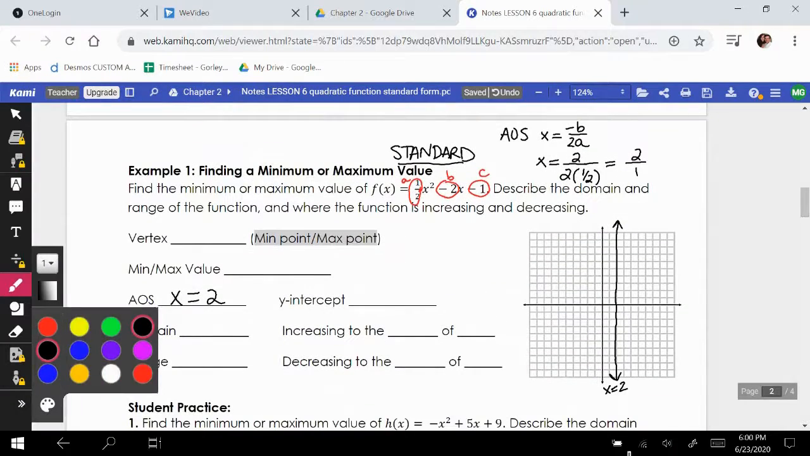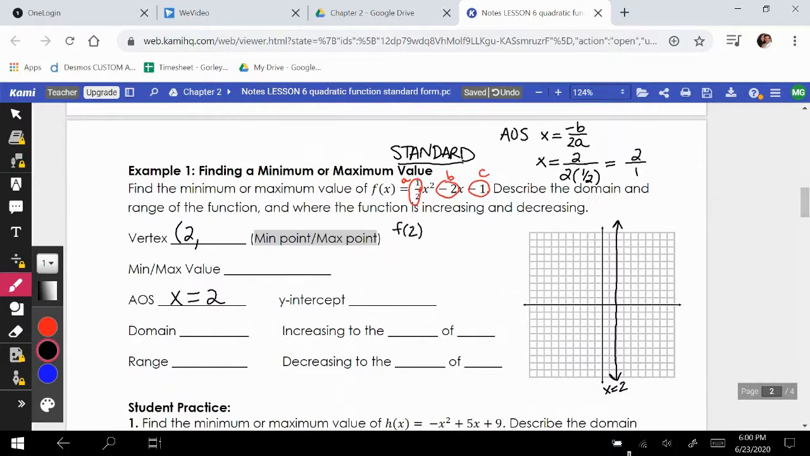Okay, so for the vertex, it's also going to have an x value of 2. And then I just plug in 2 to my function to get the y output. f(2) = 1/2(2)^2 - 2(2) - 1. Simplifying this, I want to make sure I take care of the exponent first, so that'd be half of 4, and we have minus 4 minus 1. Half of 4 is 2. So what is 2 minus 4 minus 1? That would end up being -3.